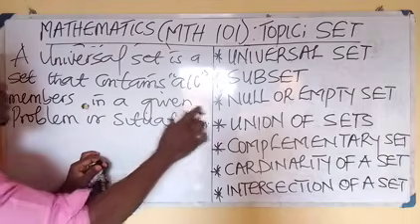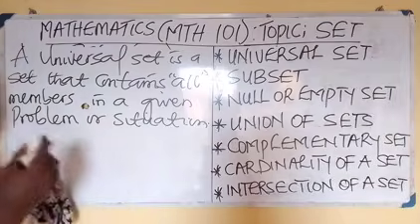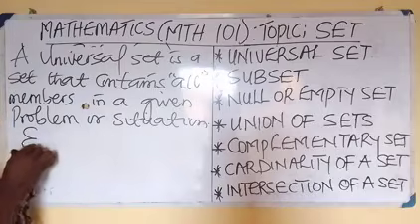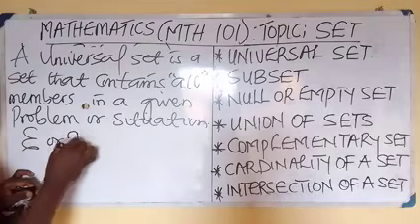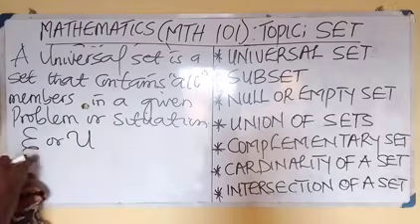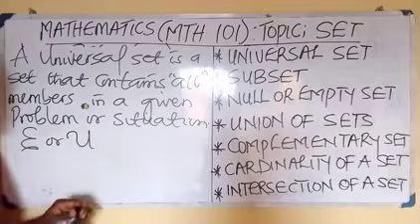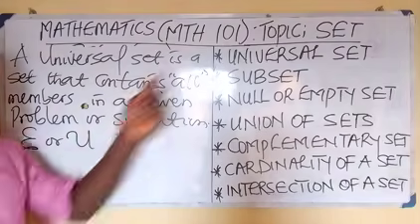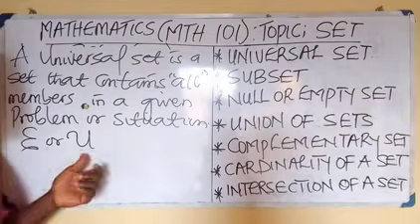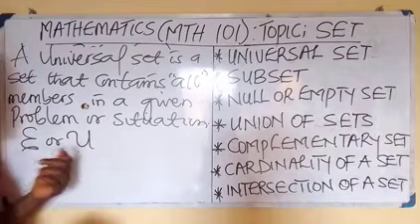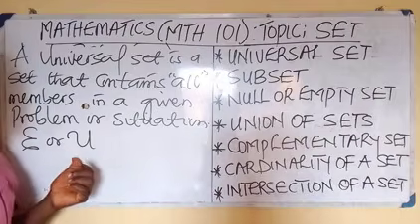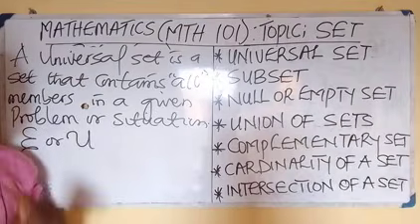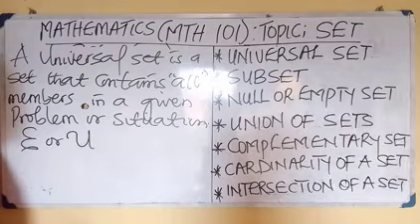Now, how do you denote a universal set? The symbol, this symbol, is used to denote a universal set. All right, in mathematics, as regards sets, when you see this symbol, it is telling you that you are referring to what? They are referring to a universal set. So this sign stands for what? A universal set. Please take note of that.